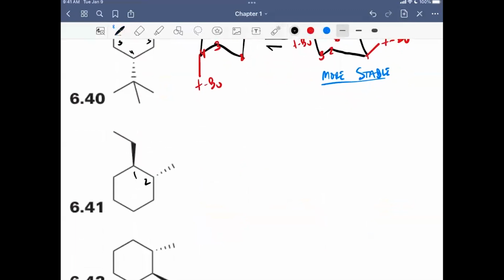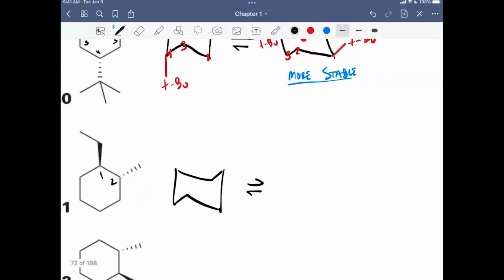Okay, this one. I'm just going to do 1, 2 on both of these because we only have 2 substituents, on carbon 1 and 2. On carbon 1, we have an ethyl. So this is an ethyl pointing up. So a wedge is up. So I'll just write that ethyl, or feel free to draw out 2 carbons. I'm just going to put Et. And then on carbon 2, we have a dash, which is down, and that's just a CH3 group, a methyl group.